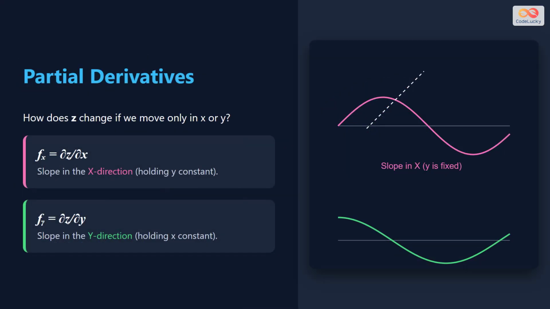Since we can move in different directions on this surface, we need two types of slopes. These are called partial derivatives. f sub x represents the slope if you move purely in the x direction, while keeping y constant. Similarly, f sub y is the slope if you move purely in the y direction, keeping x constant. Think of these as slicing the hill in two perpendicular directions.